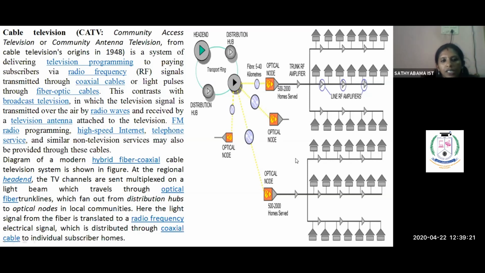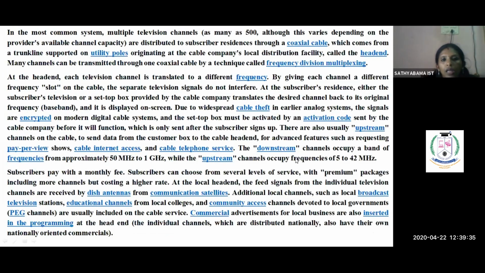Here the light signal is transmitted from the fiber and translated to a radio frequency electrical signal which is distributed through coaxial cables to the individual subscriber homes. This is the elaboration of cable TV operation. What frequencies and channels are we using? Downstream channels and upstream channels occupy various frequencies. Then coaxial cables use frequency division multiplexing. Then the signals are encrypted here.